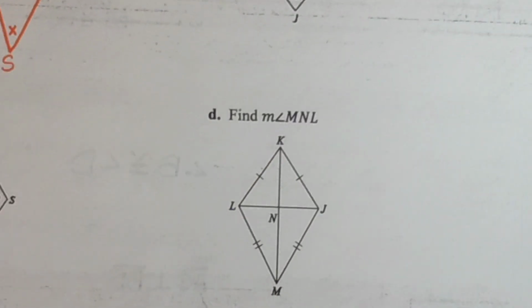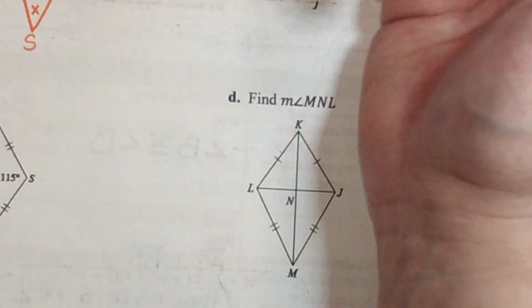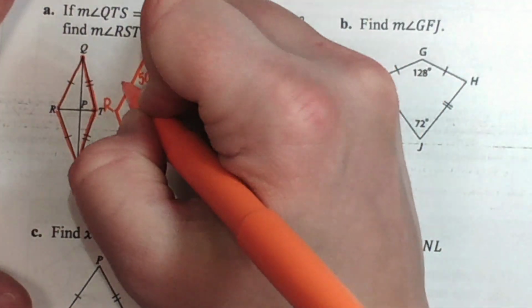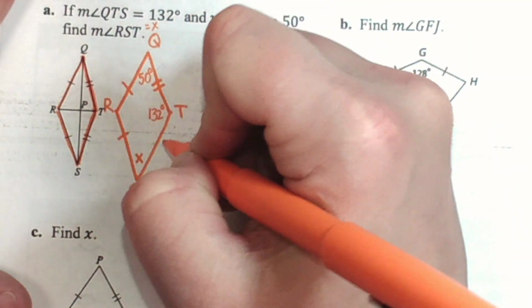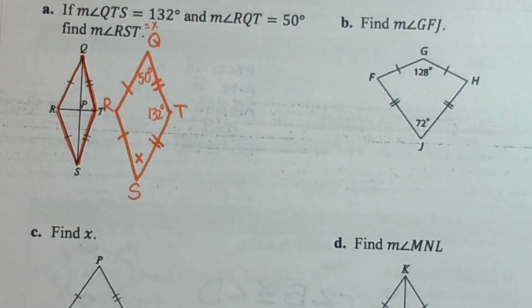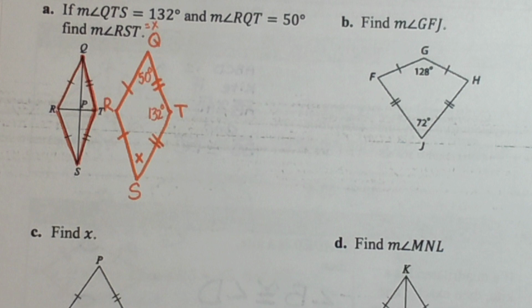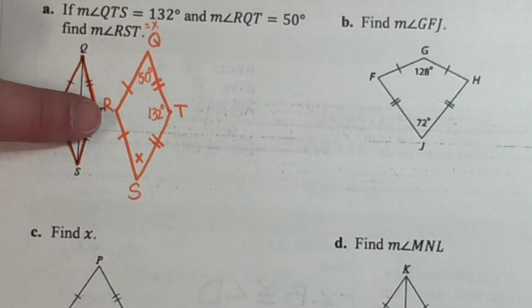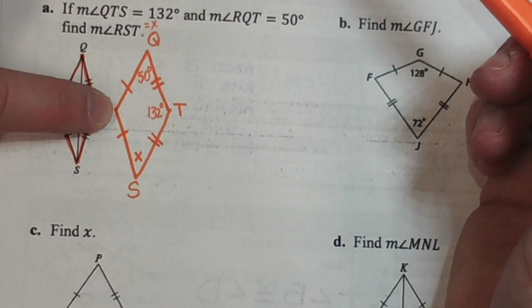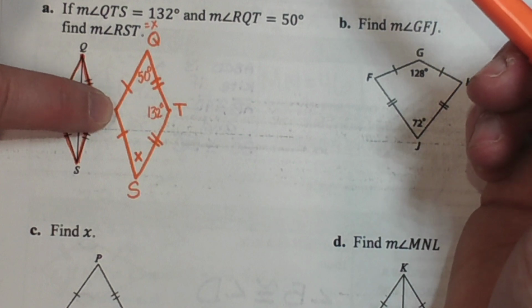To know which ones they are, keep an eye on where your congruent sides are. This side was congruent to this one, and this one was congruent to this one. The congruent angles are the ones that are between the non-congruent sides. Is angle R formed by congruent sides or non-congruent sides?